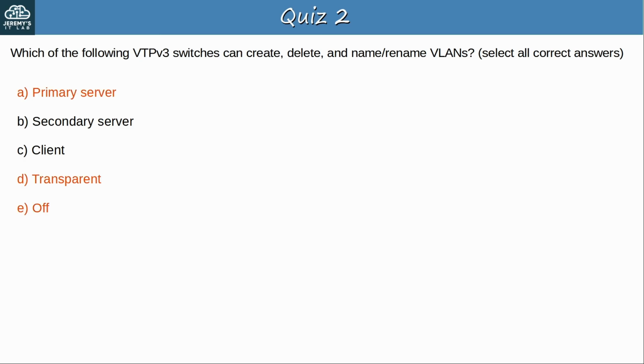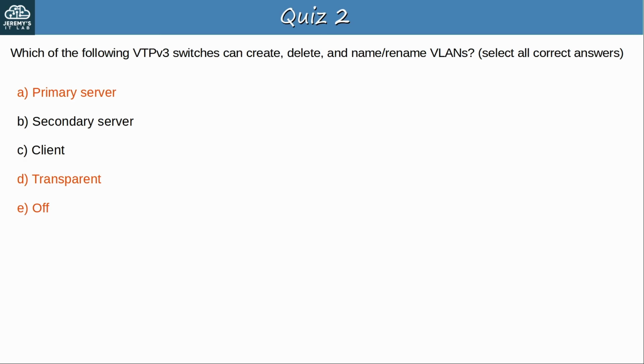Okay, the answers are A, D, and E. The primary server is the only switch that can create VLANs and propagate them through the VTP domain. However, transparent and off switches can also create, delete, and rename VLANs, although they don't participate in the VTP domain.